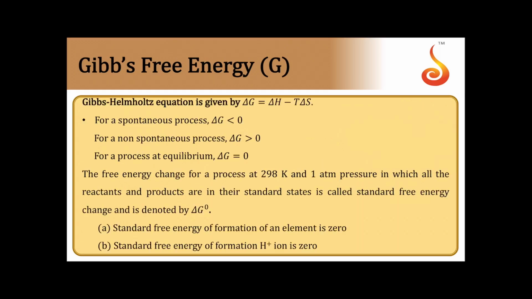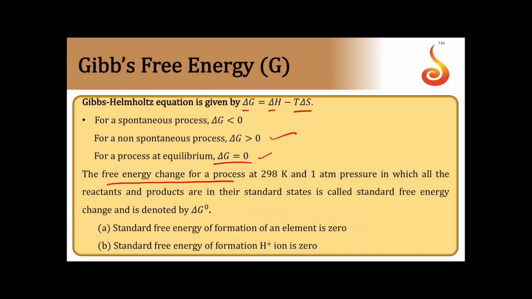Now the Gibbs-Helmholtz equation, that is delta G is equal to delta H minus T delta S. For a spontaneous process, delta G will be negative. For a non-spontaneous process, delta G remains positive. At an equilibrium state, delta G is equal to 0. So the spontaneity can be understood from delta G values: delta G negative, spontaneous; delta G positive, non-spontaneous; delta G 0, equilibrium state.